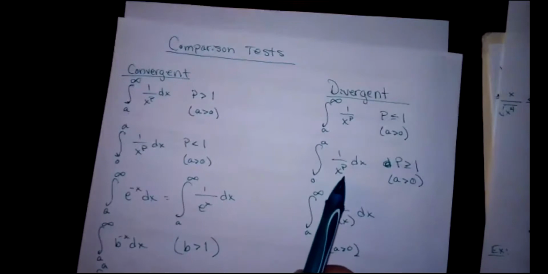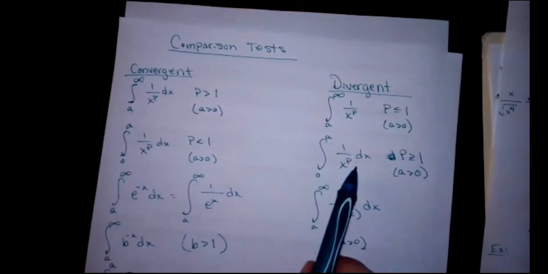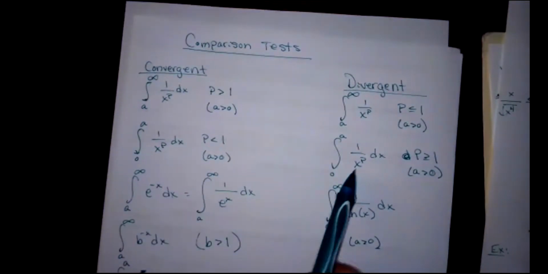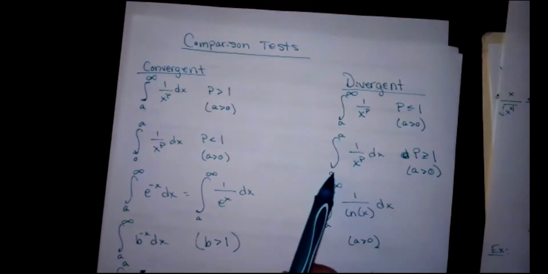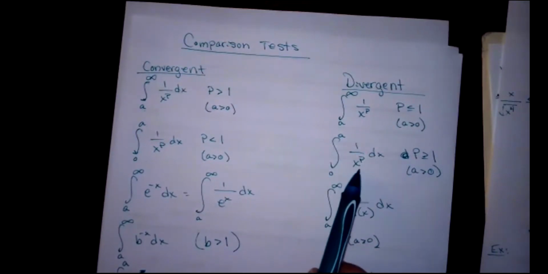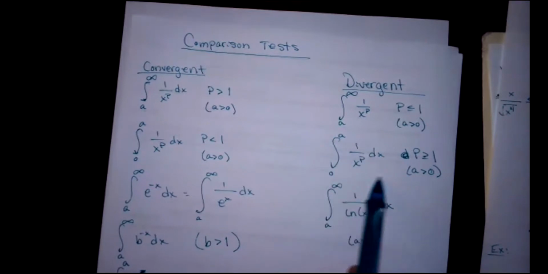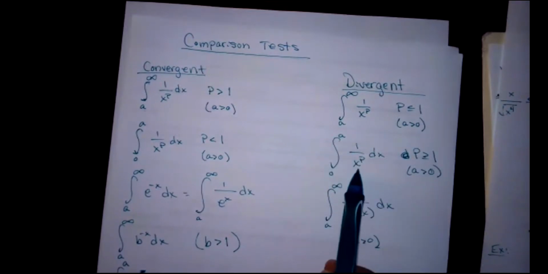And by our comparison sheet, or our list, it's an integral from 0 to a constant, and my p-value is bigger than 1. So I'm thinking of using this case here, that this guy is divergent. So my intuition is divergent. Let's see if we can get it to work out.